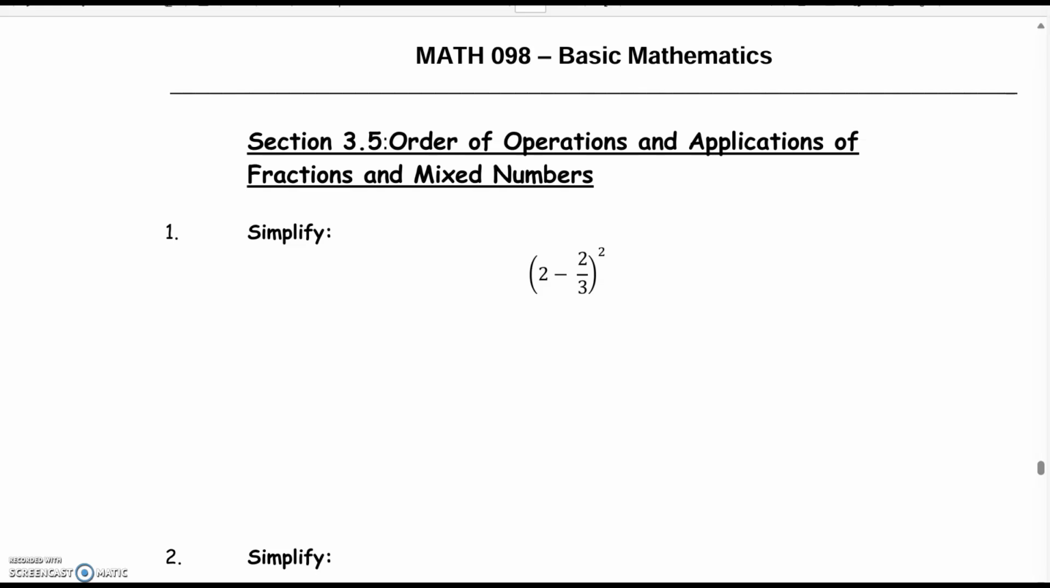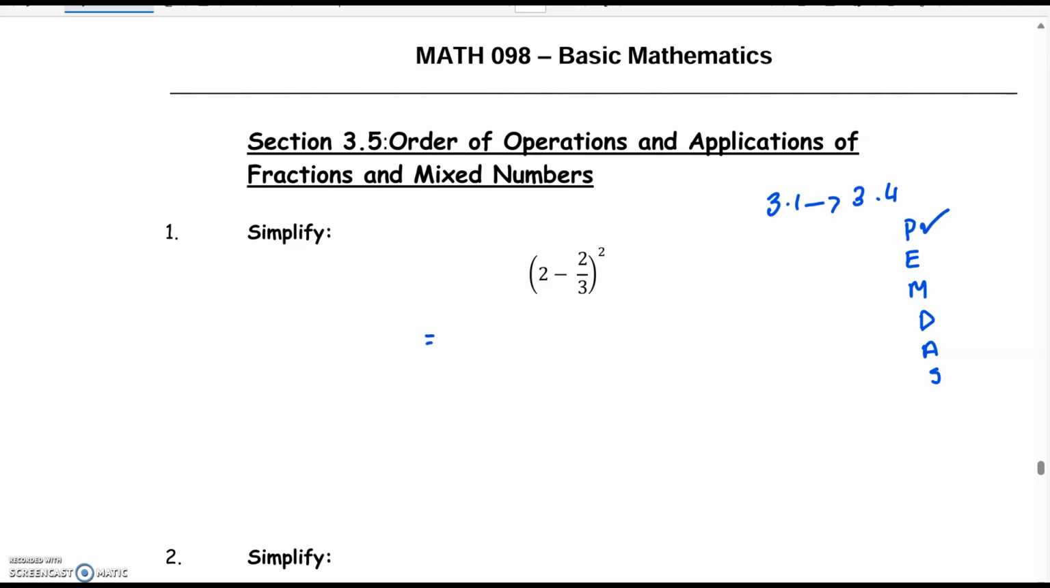Now in this section, we're going to put everything that we learned in chapter 3 so far, 3.1 through 3.4. So 3.1 to 3.4. Adding fractions, adding like fractions, adding unlike fractions, adding mixed numbers, subtracting mixed numbers, and so on. So we're going to put everything together, and of course, we're going to use PEMDAS every single time that we have different operations in the same problem.